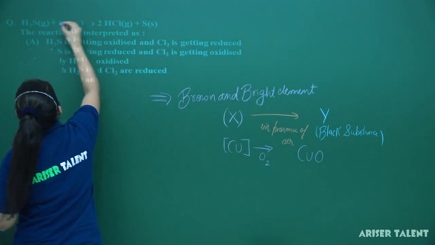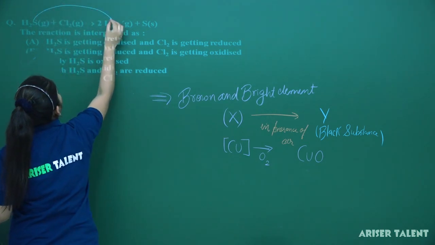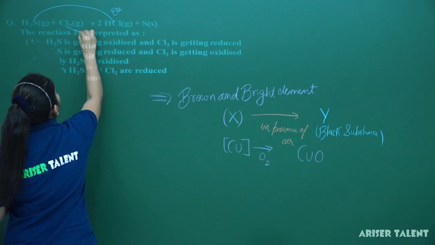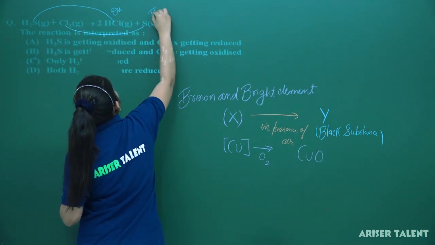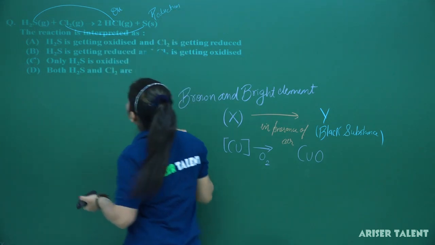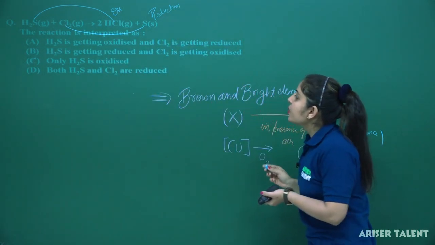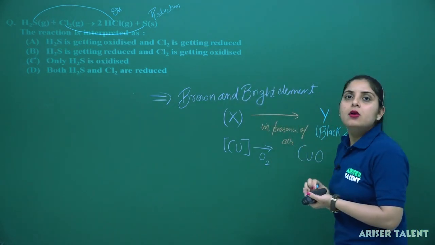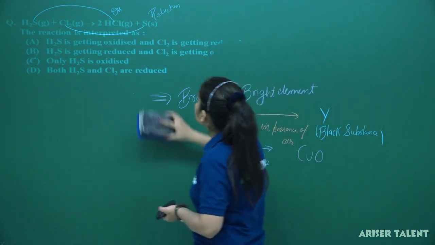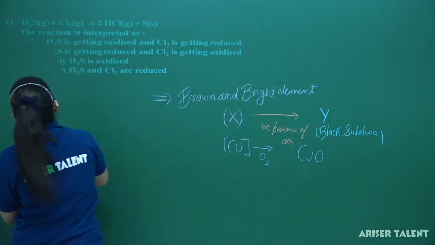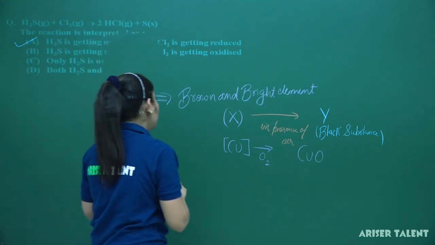So this kind of reaction can be regarded as oxidation, and the second one can be considered as a reduction reaction. So we can say that H2S is getting oxidized and Cl2 is getting reduced. So the correct option is option number A.